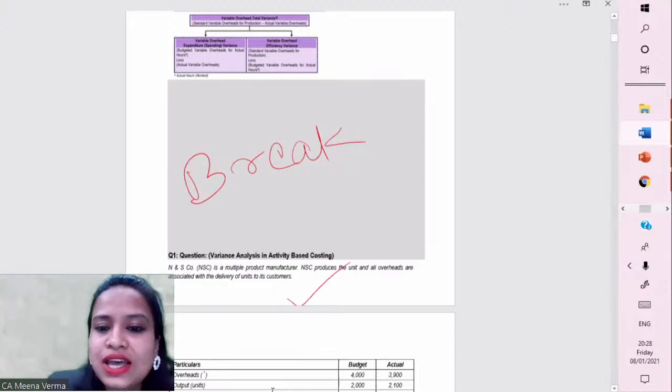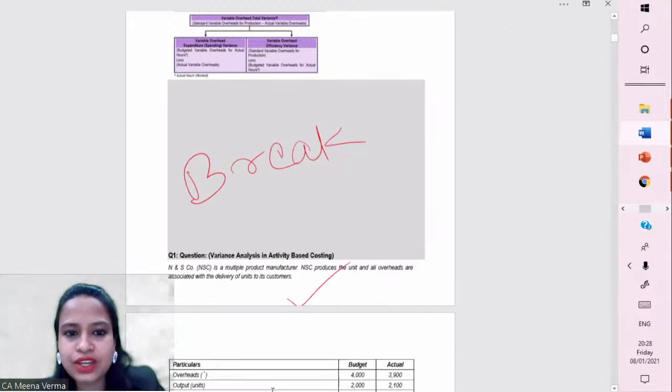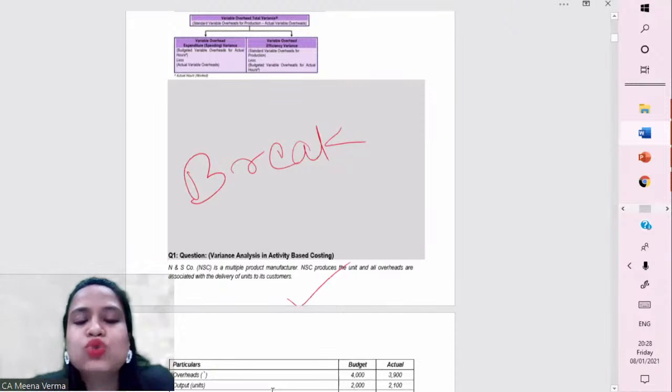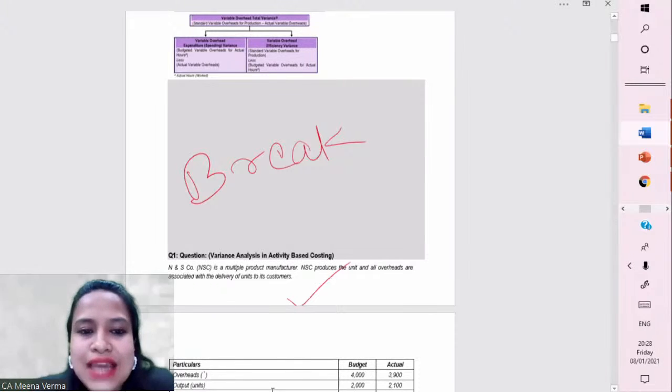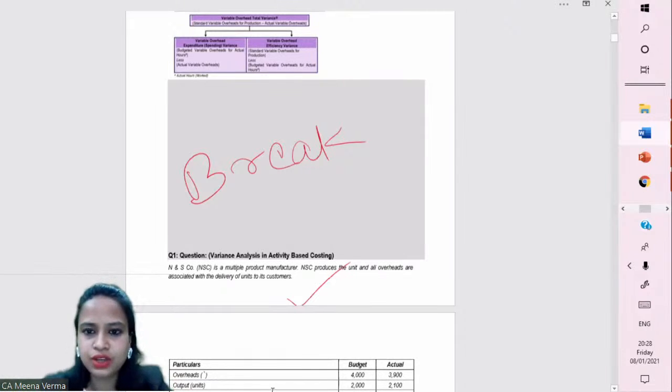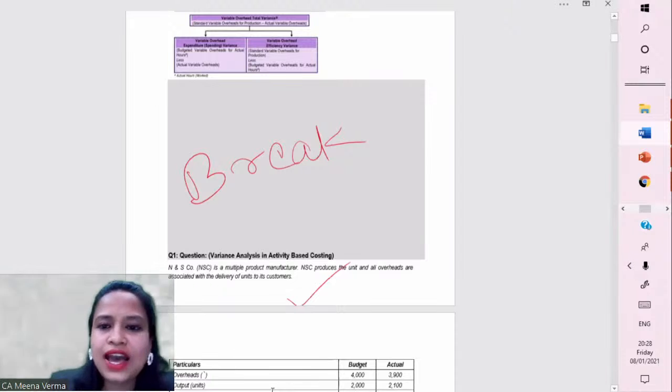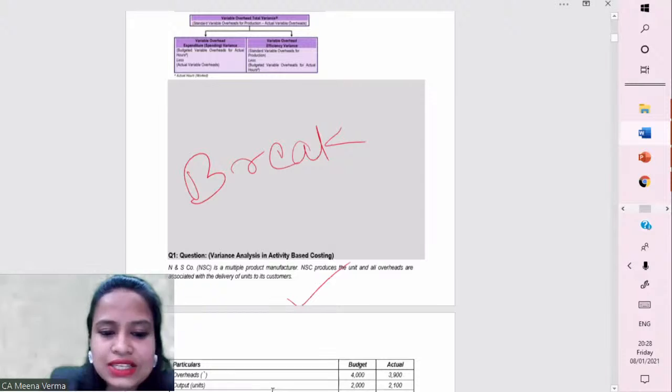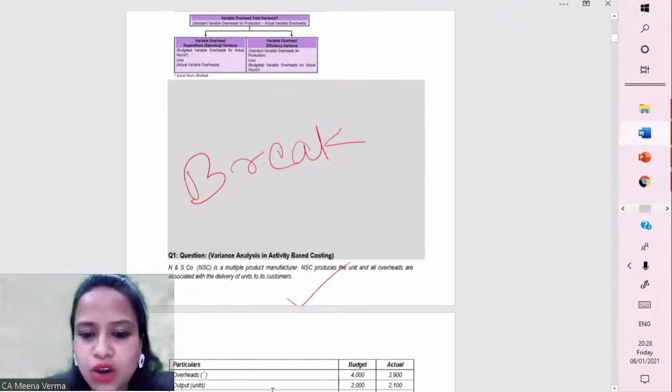I know that for 2000 units it is 20. This is the standard number of deliveries for the standard output of 2000 units. But I want to know the standard delivery for actual output, that is, I want to know it for 2100 units. This way I'll get the standard activity for actual output.